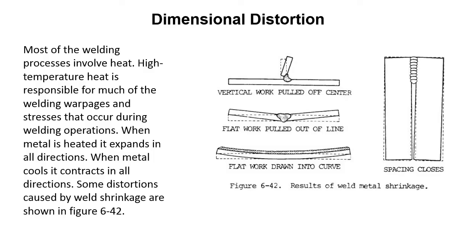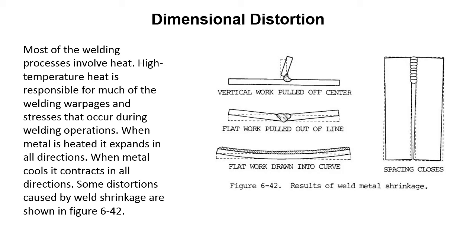Most of the welding processes involve heat. High temperature heat is responsible for much of the welding warpages and stresses that occur during welding operations. When metal is heated, it expands in all directions. When metal cools, it contracts in all directions. Some distortions caused by weld shrinkage are shown in figure 6.42. If you're making a fillet weld there on the top, you can have your vertical work pulled off center. You can have your flat work pulled out of line. It'll curl up like that, like in the middle, groove weld there. And you can have flat work drawn into a curve.